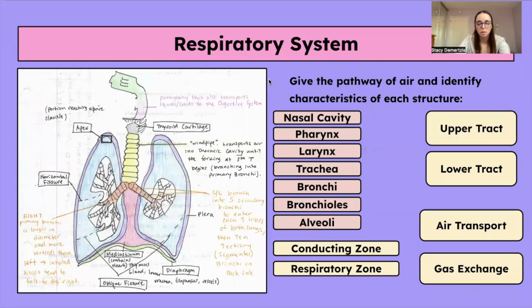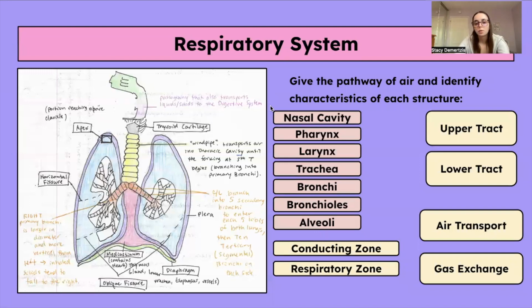So right now, if we're talking about the respiratory system, here we have listed the pathway of air, starting from the nasal cavity as it enters the body all the way down to the deepest structure of the lungs called the alveoli. And that's where the gas exchange is occurring.